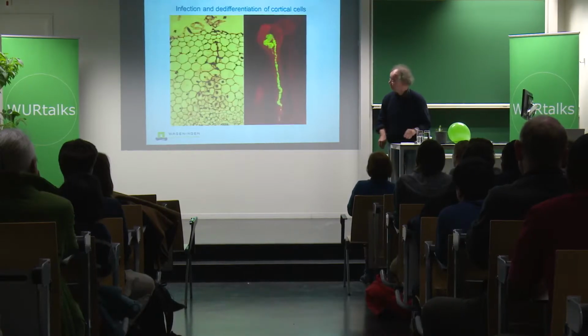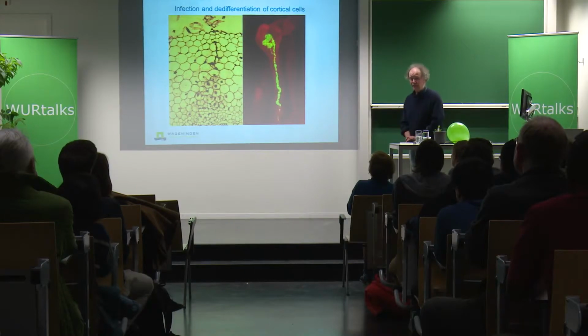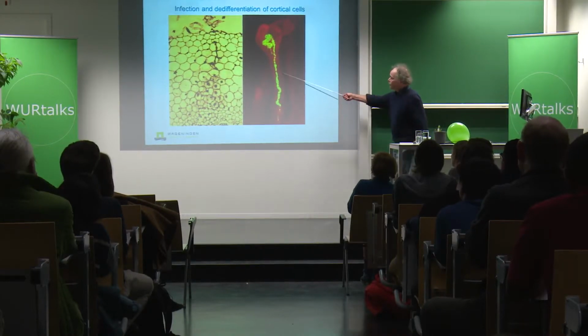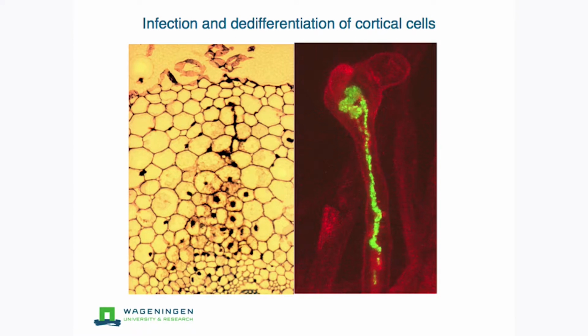So how do they enter? Well, here you see an example. And on the right here, what you see is a root hair. That's in red. And in green, fluorescent, that's the bacteria.